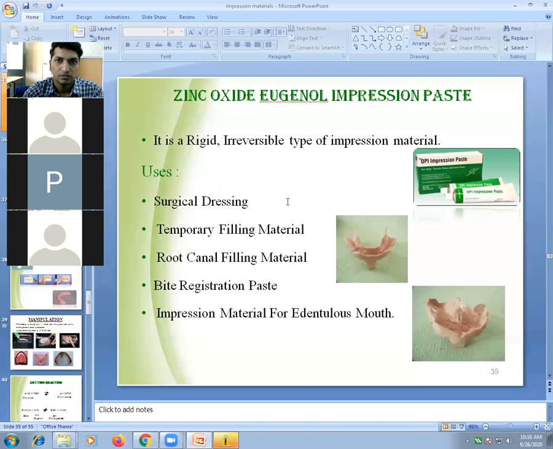We will see ZOE in the next lecture because it will be long and it will come as a long question for you, like define impression, classify impression materials, and write in detail about zinc oxide eugenol impression paste. These are the types of questions they ask.